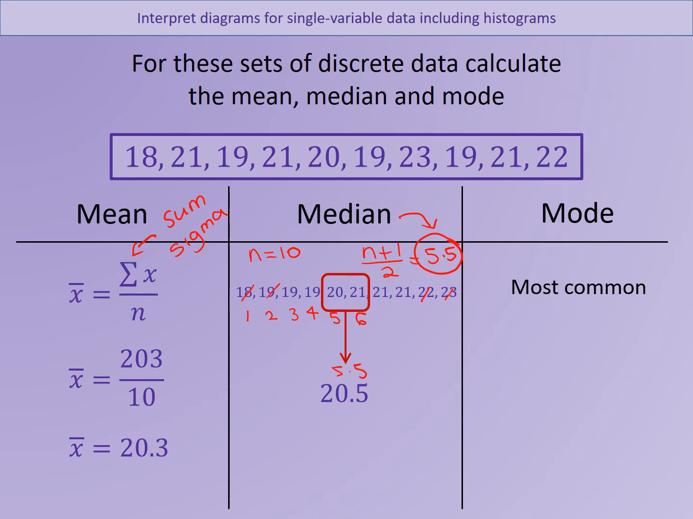Now the mode is the easiest to calculate. This is the most common, and in this case it would be 19 and 21, so we say this is bimodal.